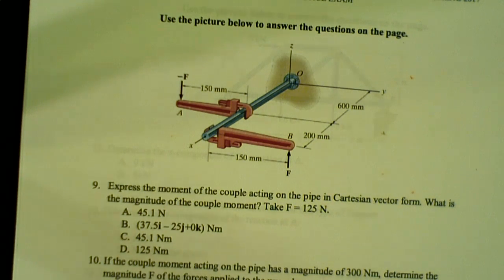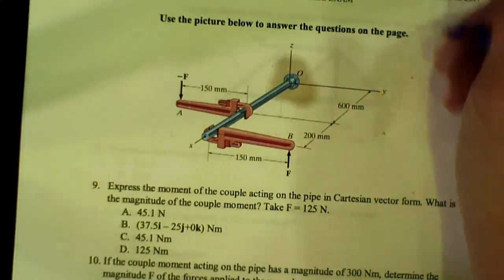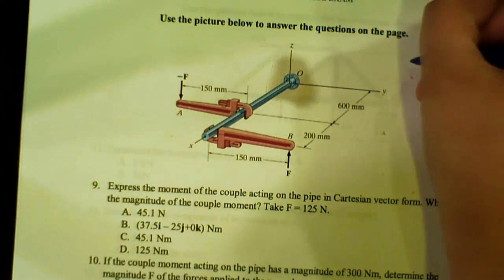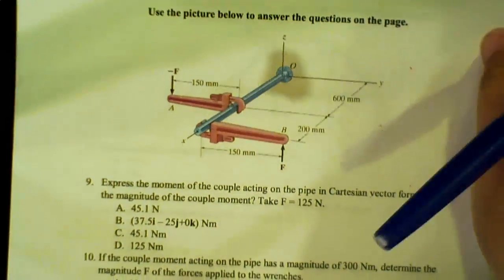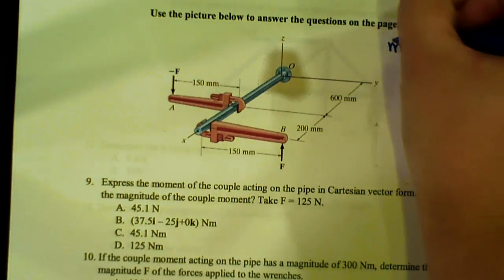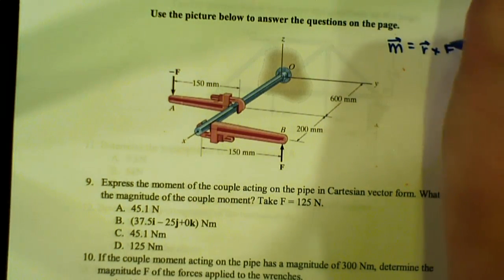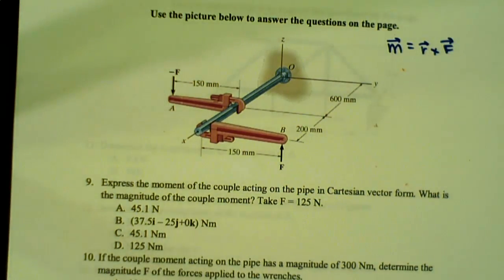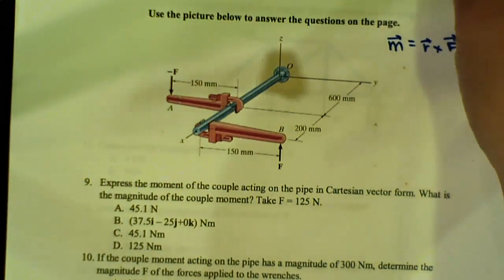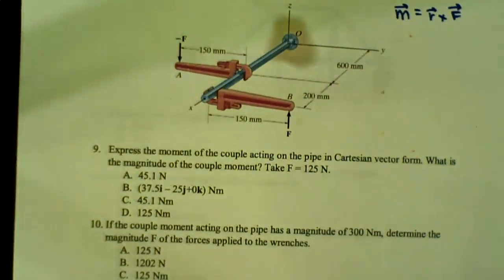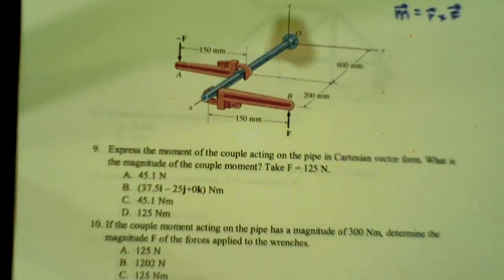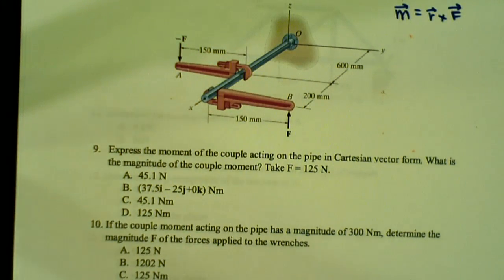Couple moments are fun. If you see couple moments, you should be happy. So can anyone tell me what equation we're going to use? R cross F. And if we do R cross F, is that going to give us a vector or a scalar? A vector. When do we get a scalar? Whenever you do the dot product.